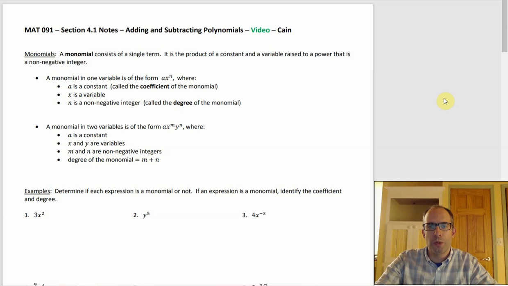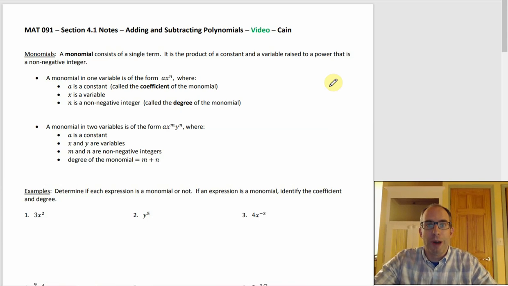Section 4.1 is allegedly about adding and subtracting polynomials. It's really only about half adding and subtracting polynomials. There's kind of a run-up to that where we talk about what monomials are, and then from there stretch out to polynomials, and then we get to the adding and subtracting. So first, monomials. A monomial, if you think mono meaning one, just has a single term.